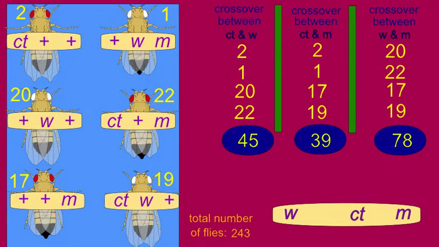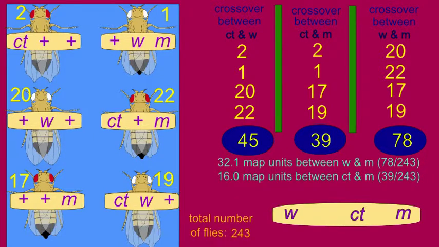If we divide the total number of crossover events, in other words the sums of these columns, by the total number of flies, 243 flies counted, including the non-recombinant flies, one then reaches the map units which separate these genes. So it can be calculated that 32.1 map units separate the gene positions of white and miniature, 16.0 map units separate cut and miniature, and 18.5 map units separate the positions cut and white.